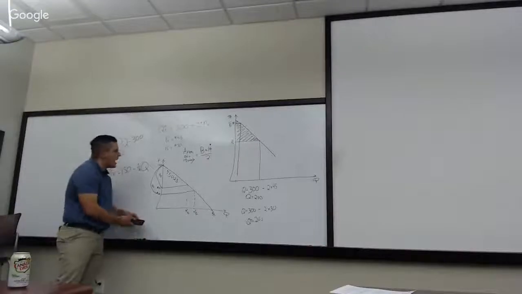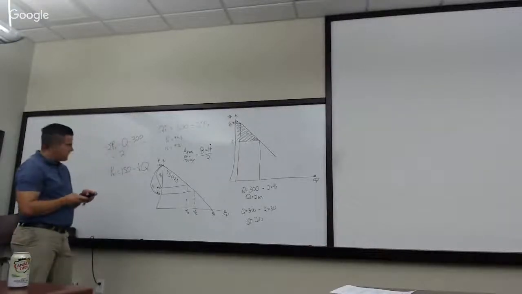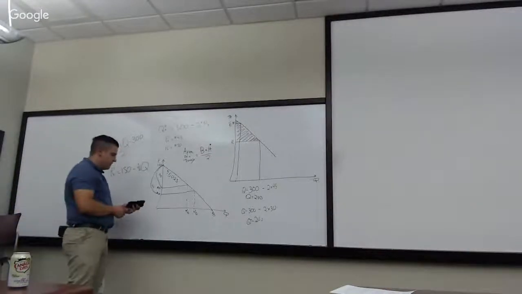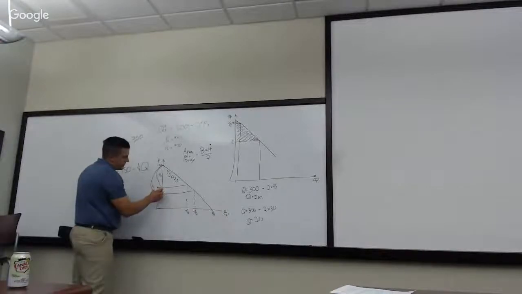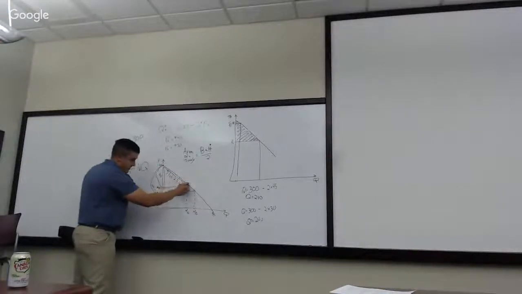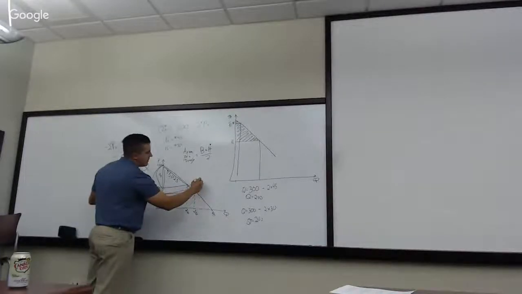So if the price were to drop from $45 to $30, then the distance between our intercepts would be 120 times the 240, divided by 2, which is 14,400. So the second triangle, the whole triangle, is $14,400.